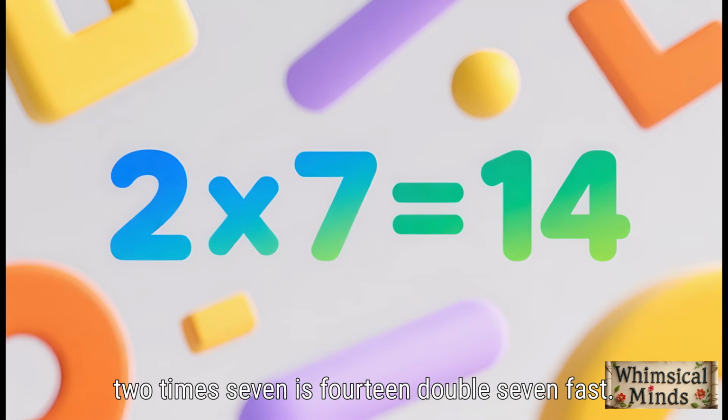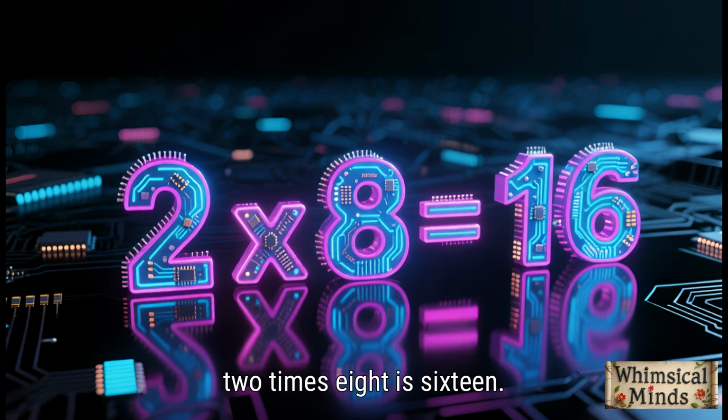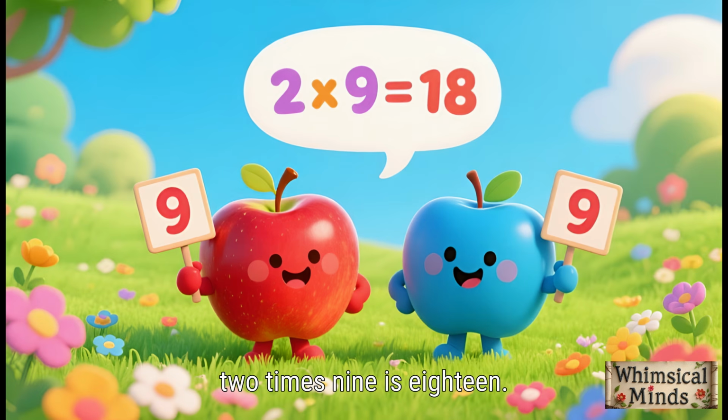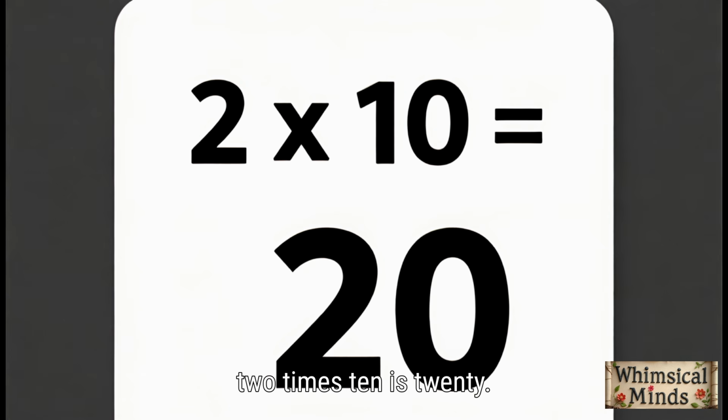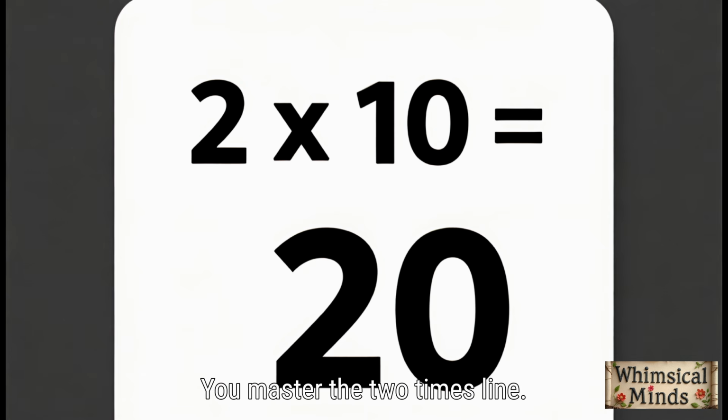2 times 7 is 14, double 7 fast. 2 times 8 is 16, the pattern always lasts. 2 times 9 is 18, you're doing just fine. 2 times 10 is 20, you master the 2 times line.